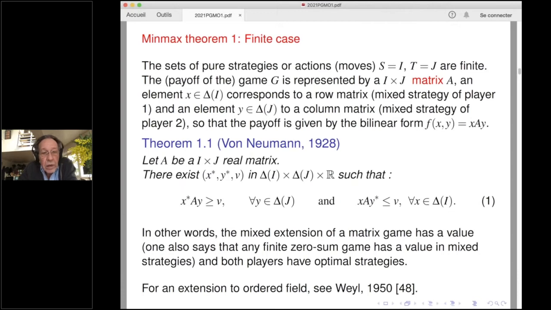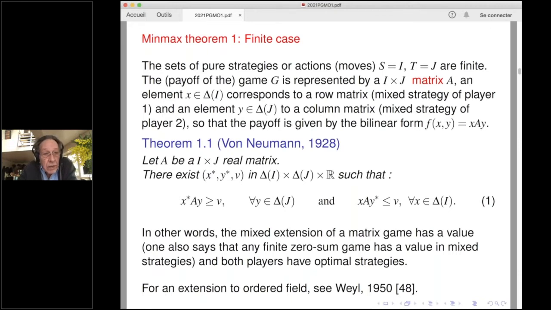Min-max theorem. So I first consider the finite case. The sets of pure strategies, or actions, or moves are finite. So S is denoted by I and T is denoted by J. The payoff of the game G is represented in this case by a matrix, because it's a function defined on a product of finite sets.